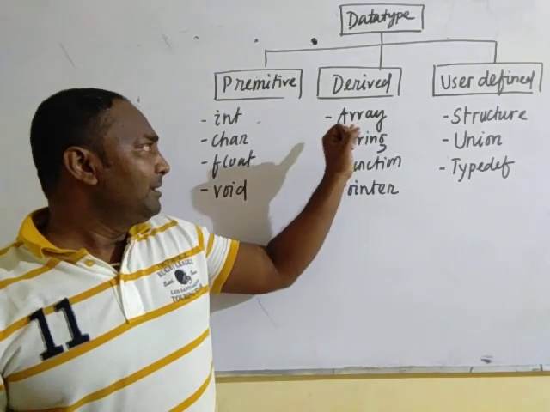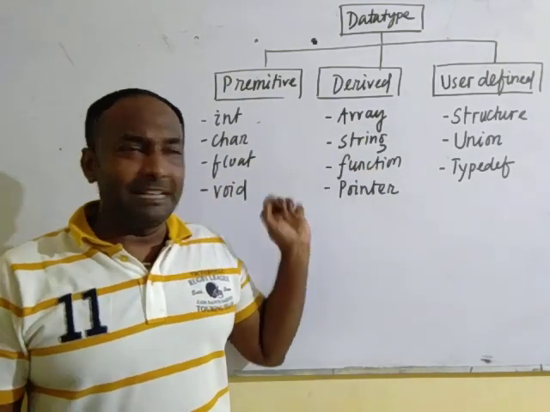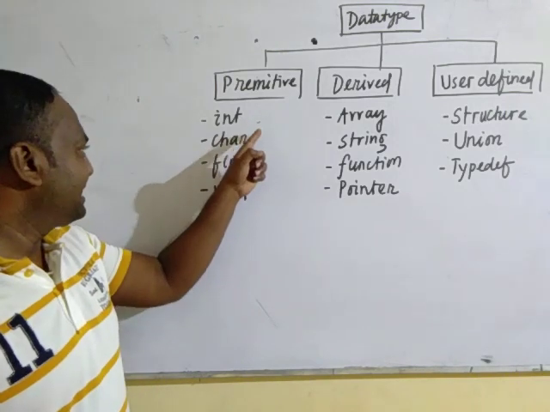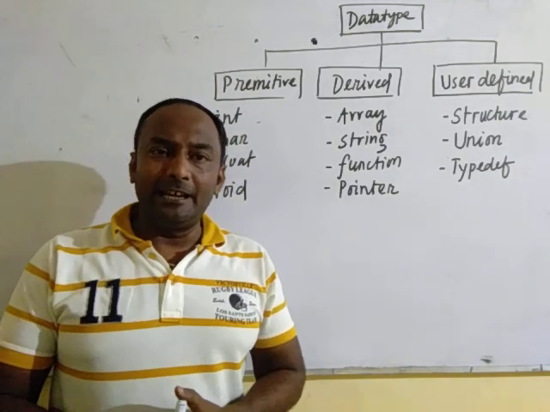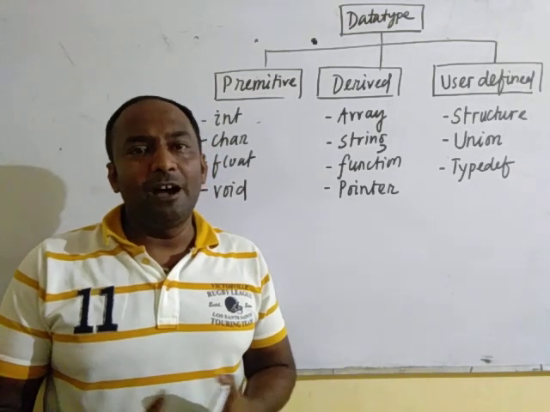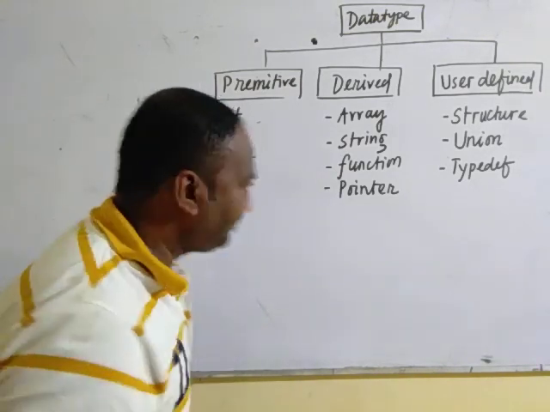Derived data types we'll discuss later, but in this class we'll discuss integer, character, float and void. These primitive data types, where they are used, what the memory location is, and how they can be stored.